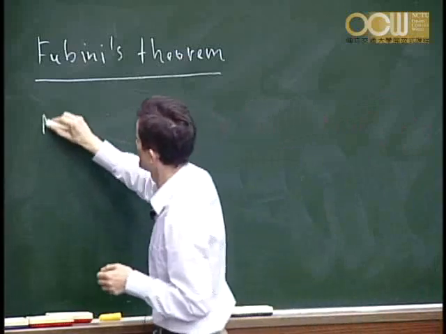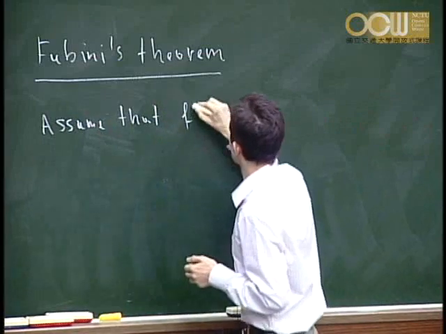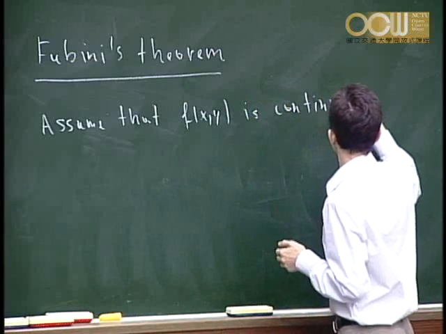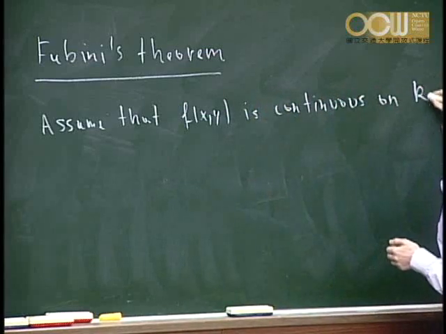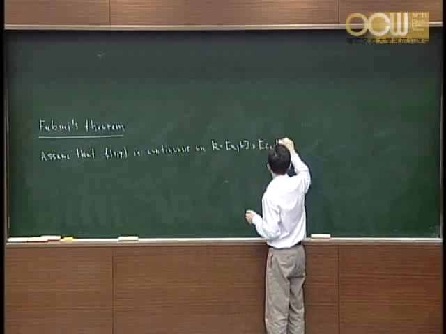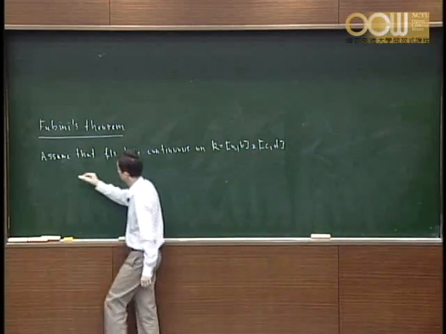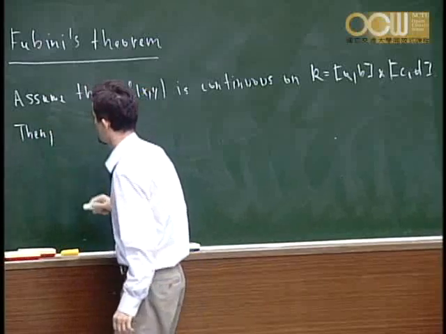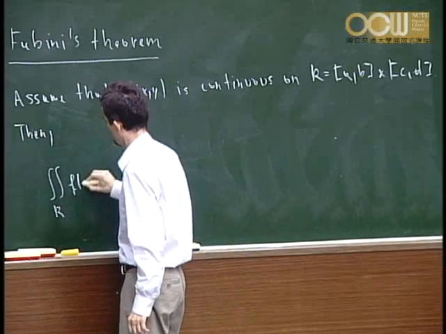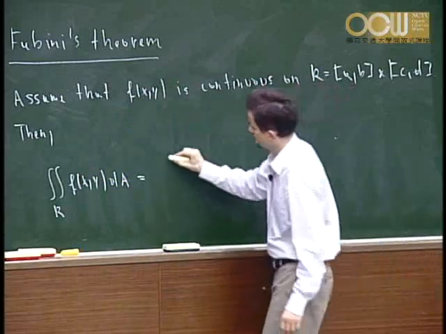Assume that f is continuous on this interval, then the double integral is equal to the iterated integral.